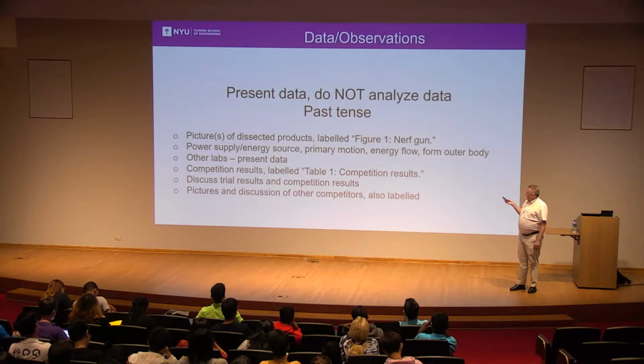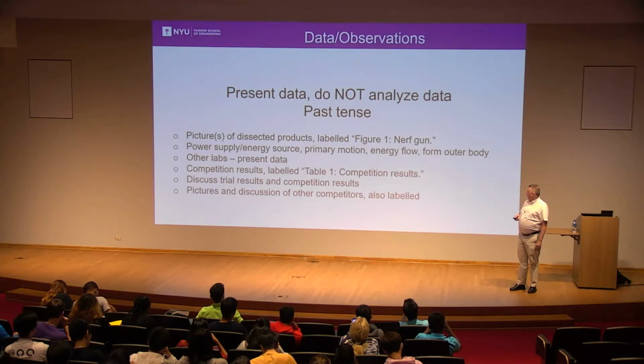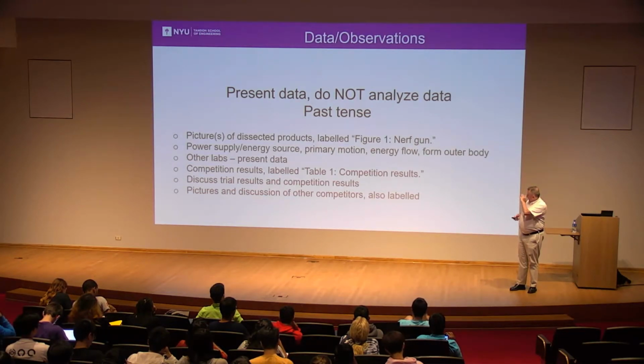So, for Lab 1B, it would be pictures of the dissected products that you did. Let's say you had a picture and you did the Nerf gun, you dissected that, it would be labeled like so: Figure 1, Nerf gun, with a period at the end. You have to discuss the power supply, energy source, and these other 3 items in this section. That's a description of what these various elements were in the thing where they were present.